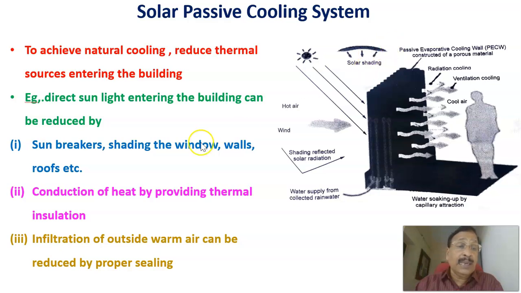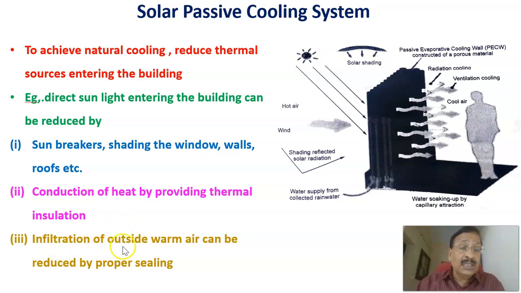We are using sun breakers or shading on the window walls and roofs, etc. By providing this, the light that is entering the building can be reduced. That is one natural method of reducing the light entering the building. Second, conduction of heat can be controlled or reduced by providing thermal insulation.